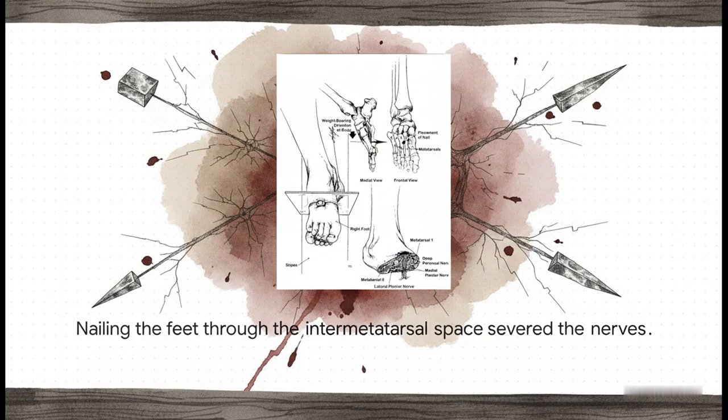The spike was likely driven through the first or second intermetatarsal space. This action would instantly sever the deep peroneal and plantar nerves. This entire setup was intentionally engineered to inflict the maximum amount of neurological agony possible, while perfectly supporting the body's weight so the victim wouldn't just fall off.